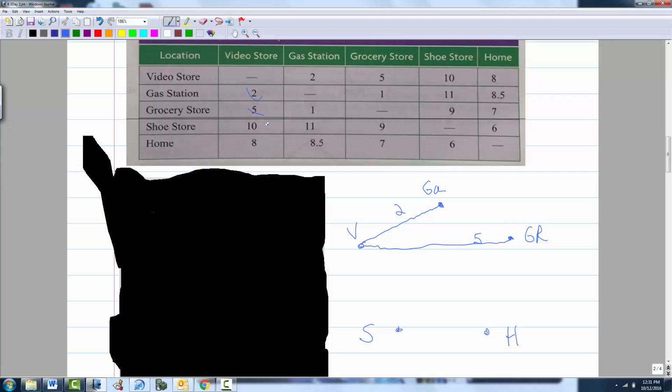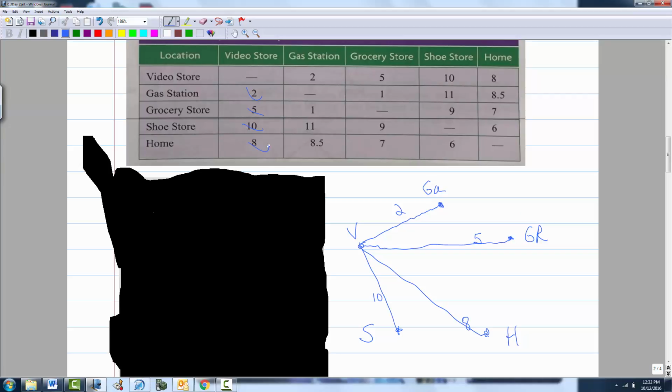Video store to the shoe store is a 10. Make sure I don't make any mistakes. Then the video store to home, we got to make that an 8. Oh, I almost missed. Really keep those tight. You might have to erase if you draw another line and the numbers. I'm not sure which number's on which line. Your job, you got to figure that out. I'm going to cheat, because you don't have this option, or maybe you have more colored pencils with you.